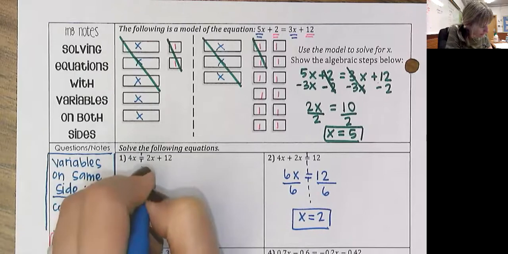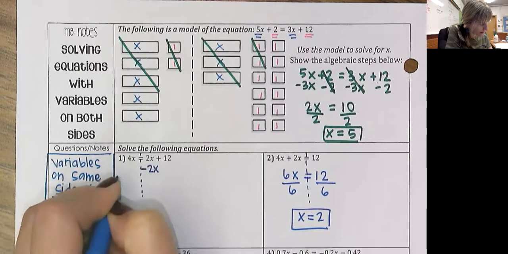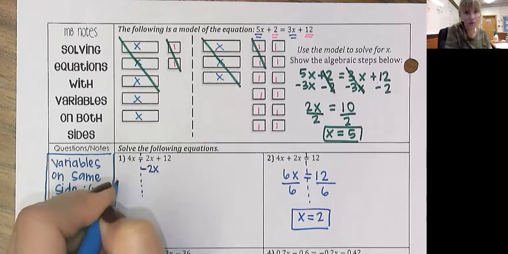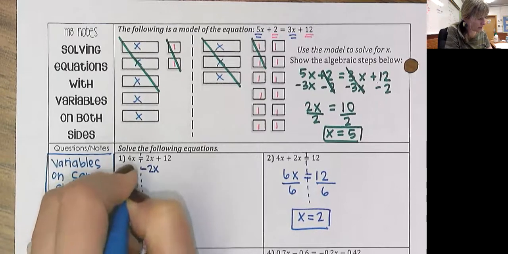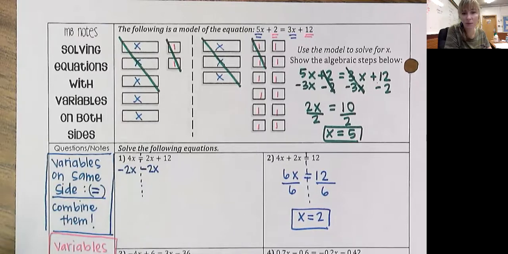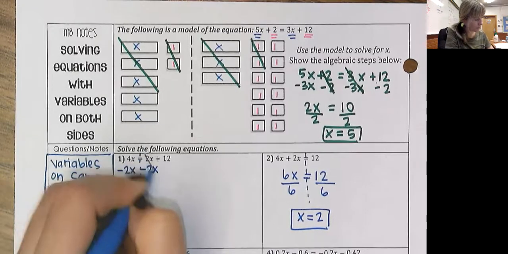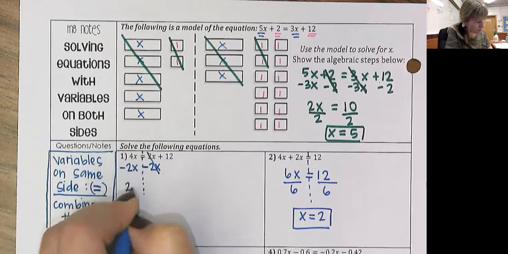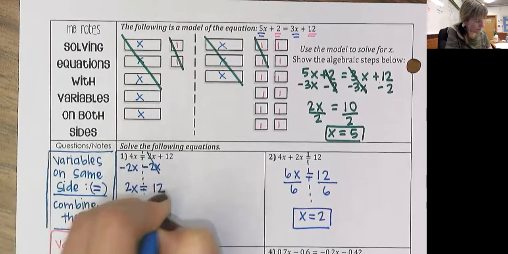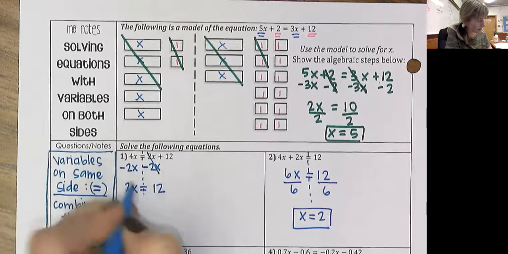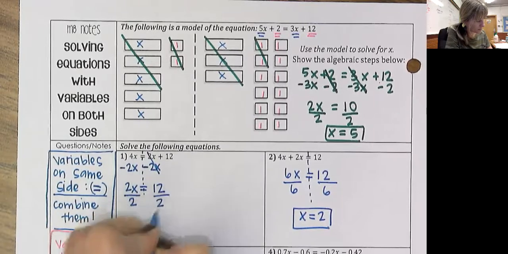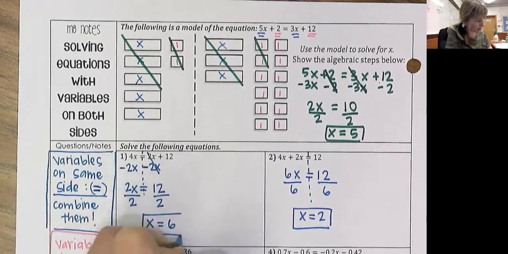So instead, I'm going to go like this, minus 2x. I just did an inverse operation on one side, so I absolutely have to do the same inverse operation on the other side. This is the only new thing this year, is you'll have variables on both sides and you'll have to zero one of them out. So that turns to 0. Now I have 2x equals 12. 4x minus 2x is 2x. I'm going to divide by 2, x equals 6.